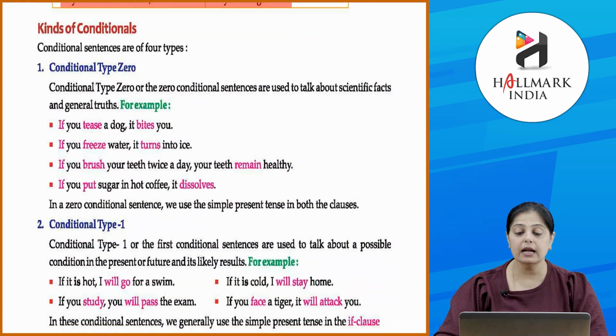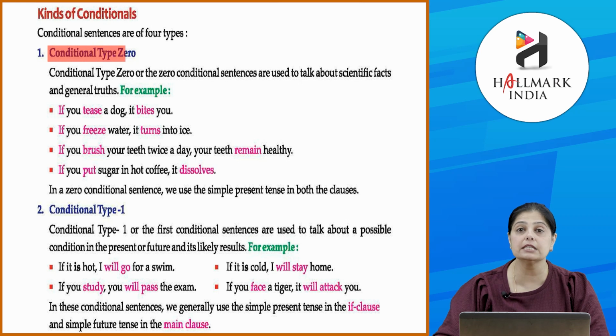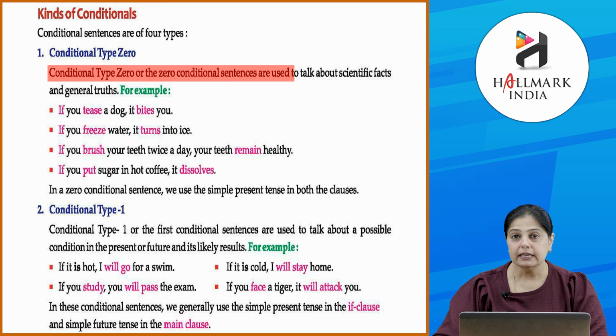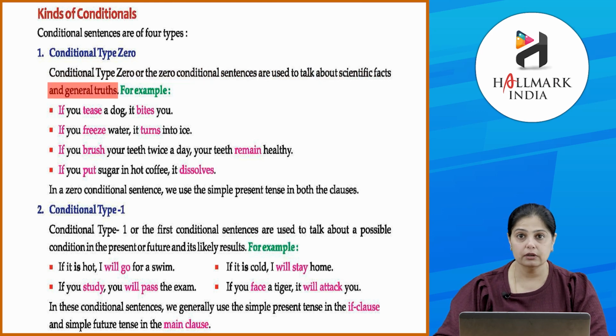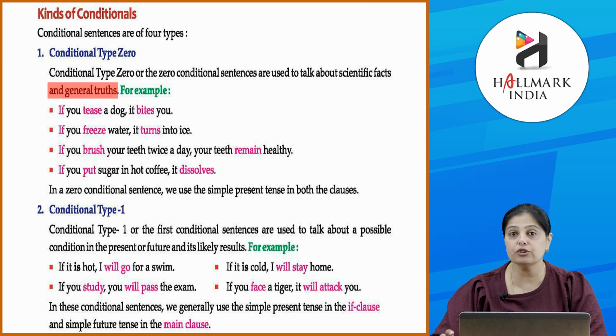तो first is conditional type 0. Okay? अब ये type 0 क्या होता है? It is somewhat like a fact. Okay? Or a general truth. Correct? So if we are using a conditional type 0, that means you are stating something which is a condition and which is a truth. कि अगर आपने ये follow नहीं किया तो ये हो जाएगा. Okay, it's a general thing.